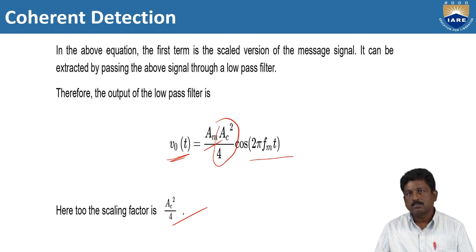In the previous case also, for the consideration of the low pass filter and lower sideband, you are going to have the scaling factor of AC square by 4 only. So finally our aim is, by the operation of the coherent detection or coherent detector, you can retrieve the original signal V naught of T. So this is about the coherent detection of the SSB demodulation.